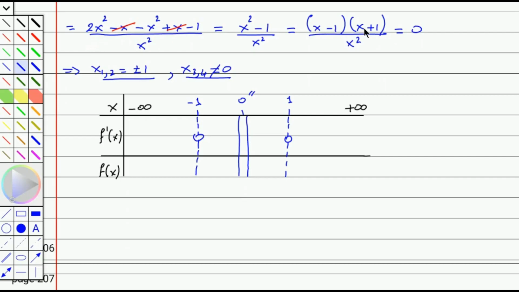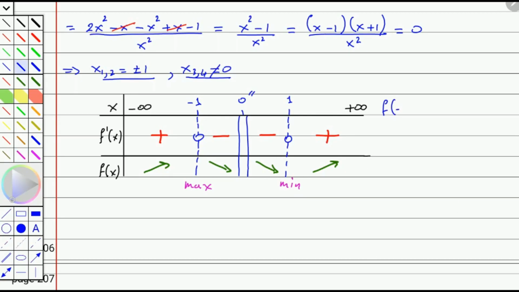X squared is positive and both x's in the brackets are positive. So the rightmost interval will be positive, negative on the left of +1, negative because it's a double root on this section, and on this section it is going to be positive, with increasing and decreasing, decreasing and increasing. So we can clearly see we have a maximum on this side and a minimum on this side. Let's go ahead and calculate them.